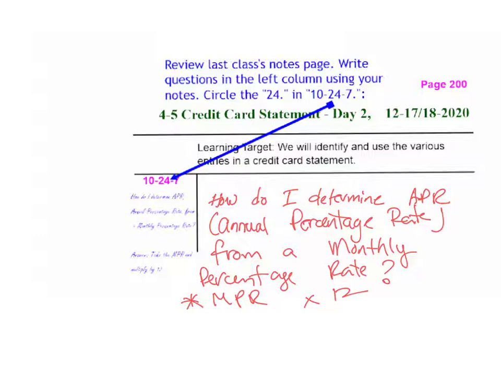It says, how do I determine APR or annual percentage rate from a monthly percentage rate? And of course, the answer to that is you multiply the MPR times 12. You can stop your video if you need to write that down. Hit play when you're ready. Continue.